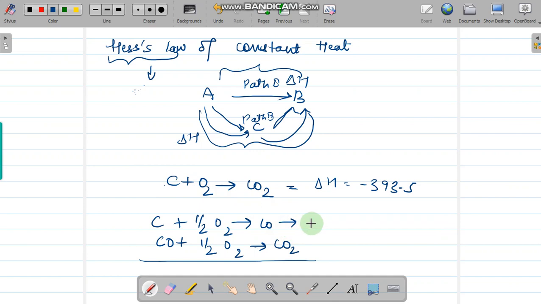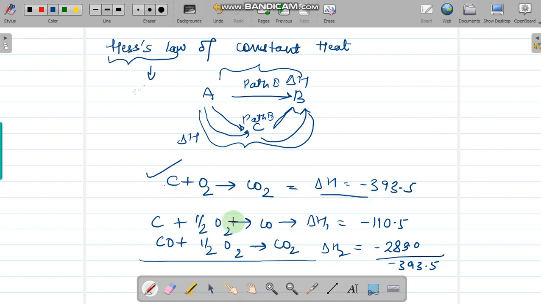Now here I take delta H1 equal to -110.5 kilojoules, and this delta H2 is equal to -283.0 kilojoules. On adding, it is going to give the value 393.5. Which means my reaction taken in a single step has this delta H value. When it is taken in multiple steps, then also the delta H value is the same.